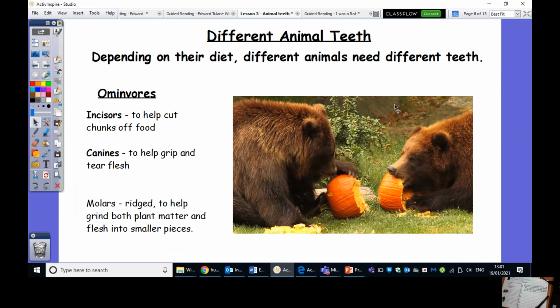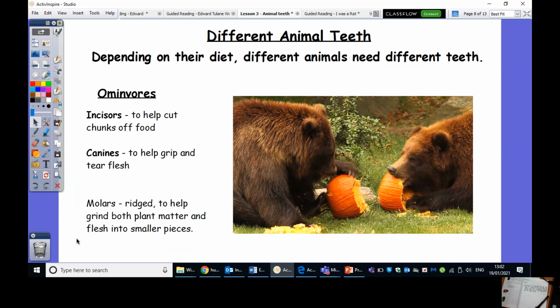So here we have a lovely picture of two bears enjoying a pumpkin. They also love eating fish and other meat as well. So omnivores have incisors to help cut chunks off food, just like us. So the bears you can see here are using their front incisors to cut off bits of pumpkin. They have canines which help grip and tear flesh, and they have molars that are used to grind plant matter and flesh into smaller pieces.